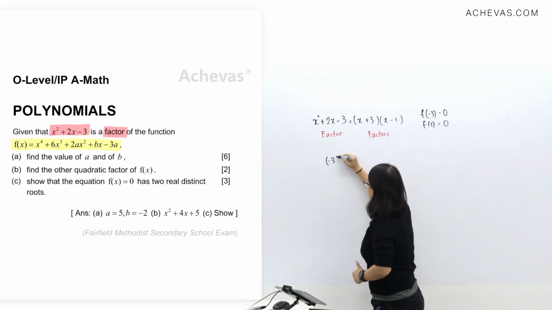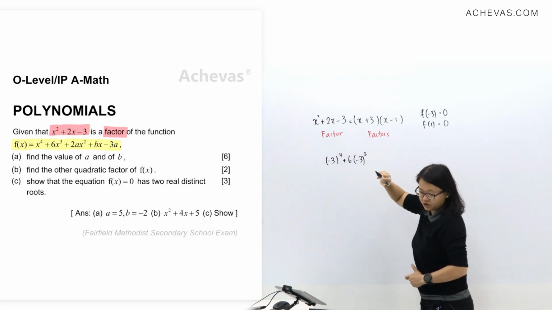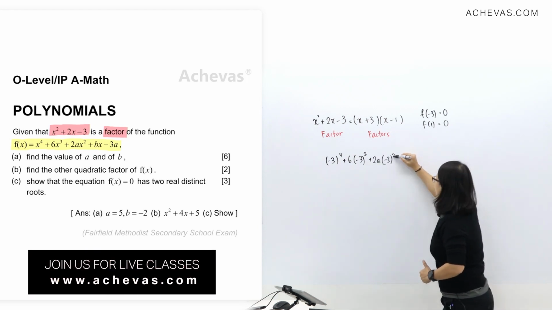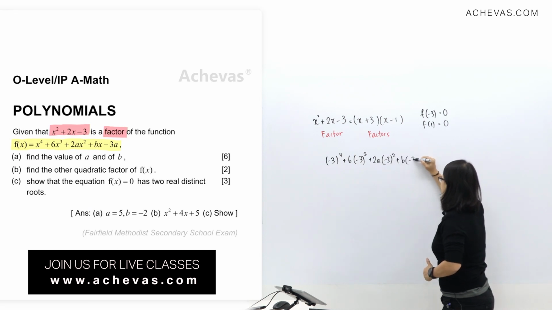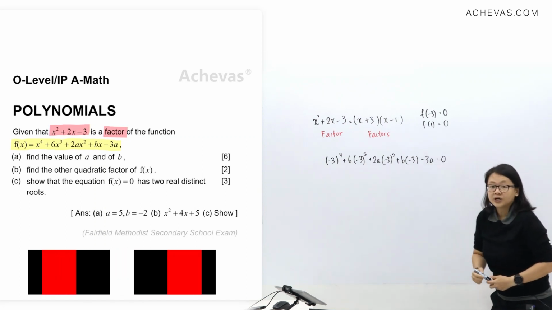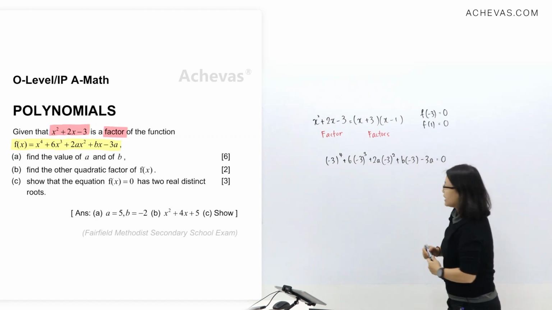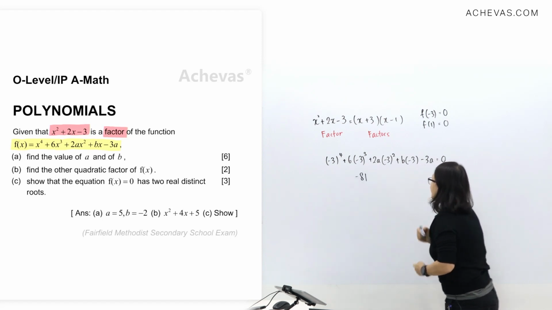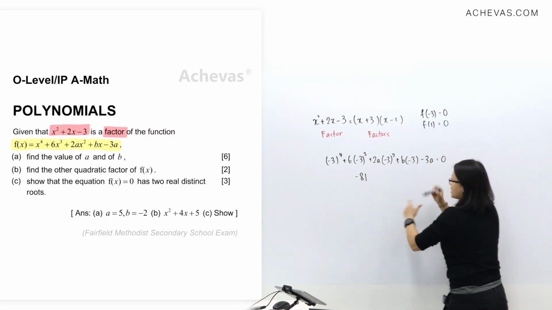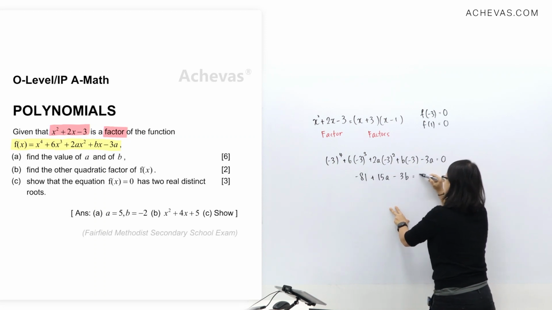So I have (-3) power 4 plus 6 times (-3) power 3, followed by plus 2a times (-3) power 2 plus b times -3 minus 3a equals 0. This one here contains all numbers. Let me type this in the calculator and see the value. I have -81. Now, let's add the terms together. This is 9 times 2, that's 18, minus 3. So I have plus 15a. And this one here, I have minus 3b equals 0.